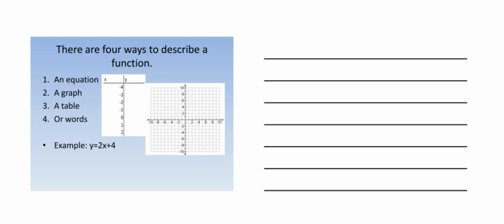There are four ways to describe a function. Well, first one, we can use an equation. As an example, we have y equals 2x plus 4. 2, a graph. Well, we can always build a graph from it. 3, a table. We can always fill in the table. And 4, we can use words.